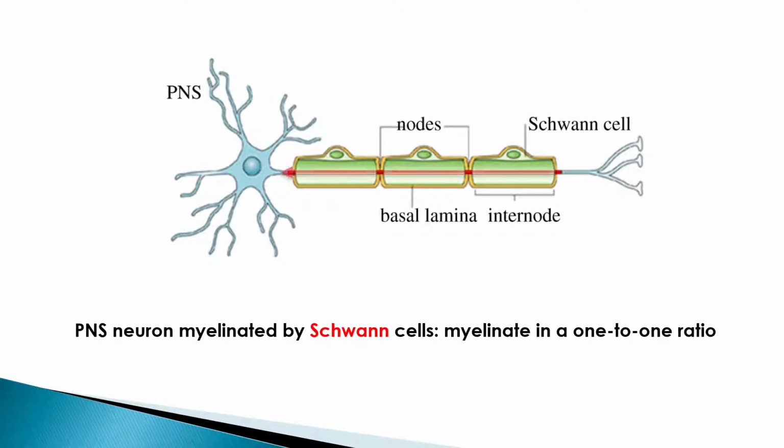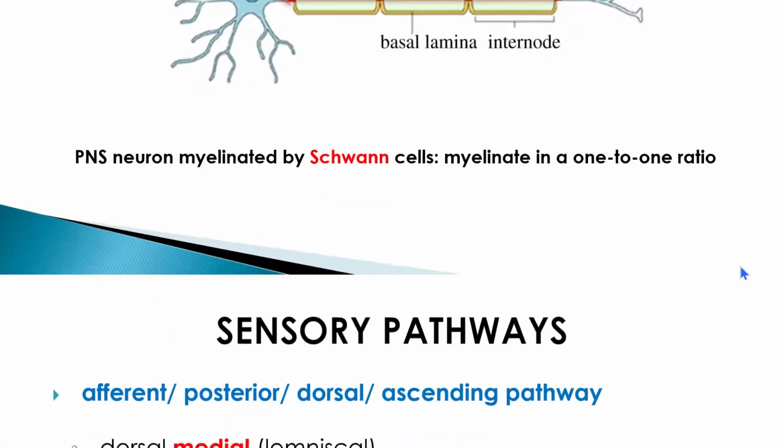The peripheral nervous system neurons are myelinated by Schwann cells. These myelinate on a 1-to-1 ratio. Again, here's the dendrite, here's the axon, conducts up to the cell body. The myelin sheath is produced by Schwann cells in the peripheral nervous system.